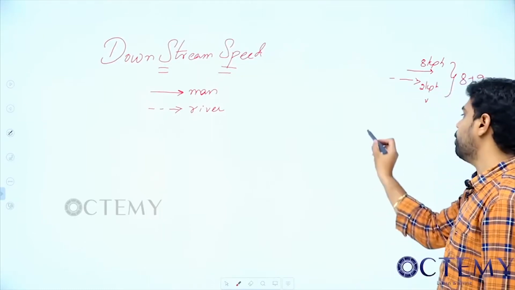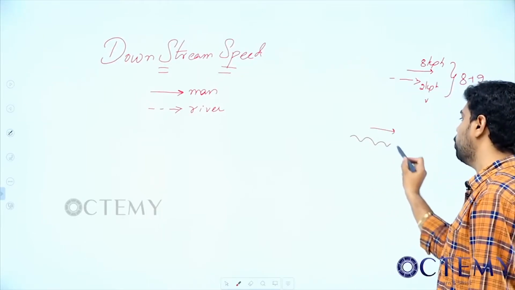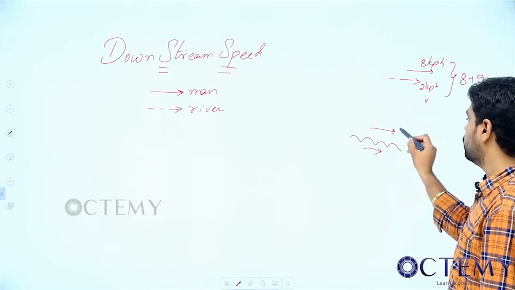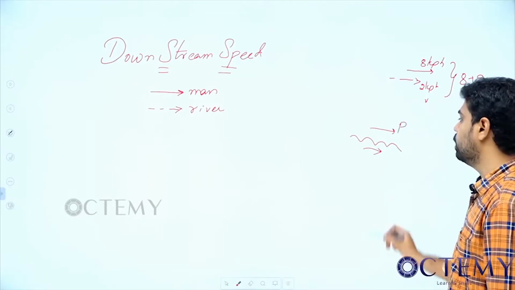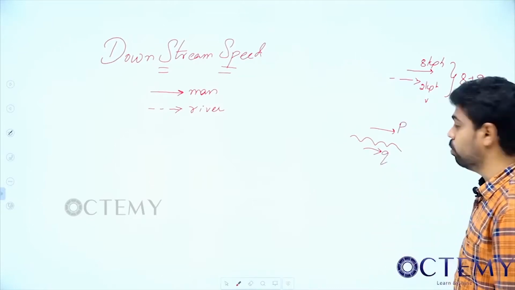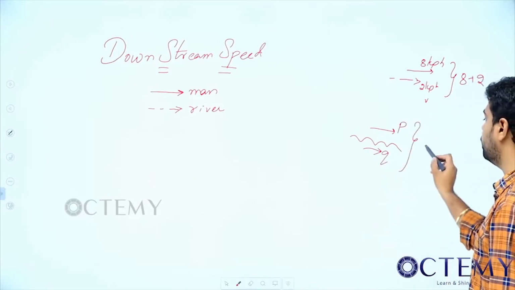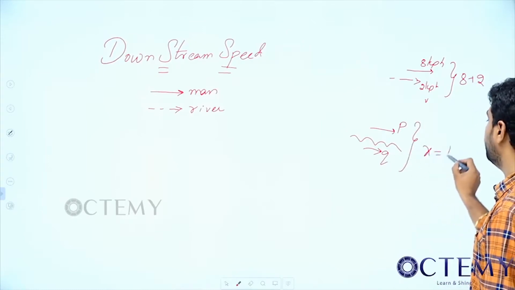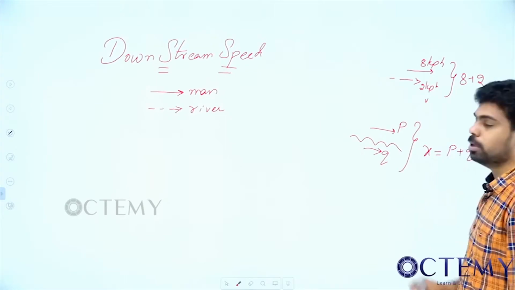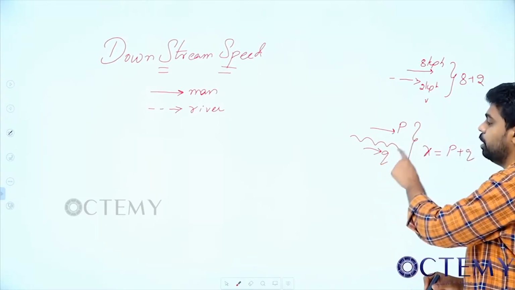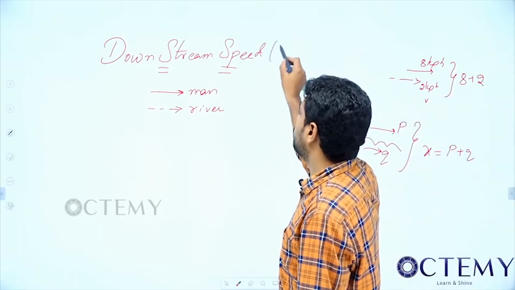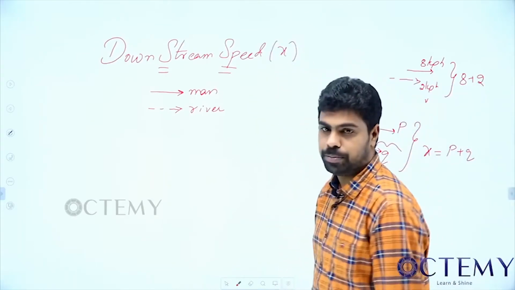In the same way, man is going like this and water is also flowing like this. This water will push him. This is man's speed, that is P. This is river speed, this is Q. His speed in downstream, I took it as X, is nothing but P plus Q because water will push him. So his total speed will be his speed plus water speed.